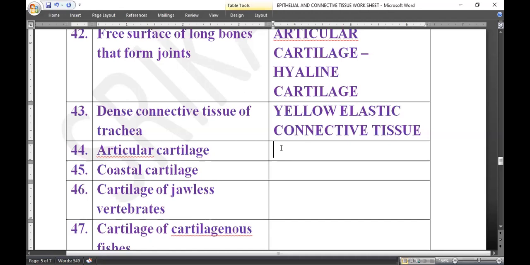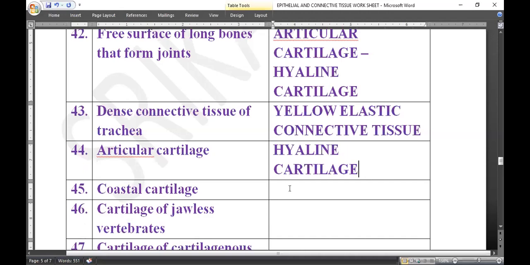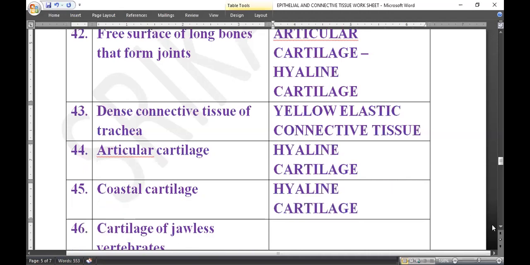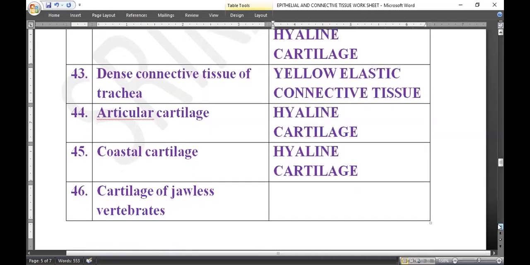Articular cartilage, hyaline cartilage. Costal cartilage, hyaline cartilage. Costal cartilage is nothing but the sternal parts of the ribs.